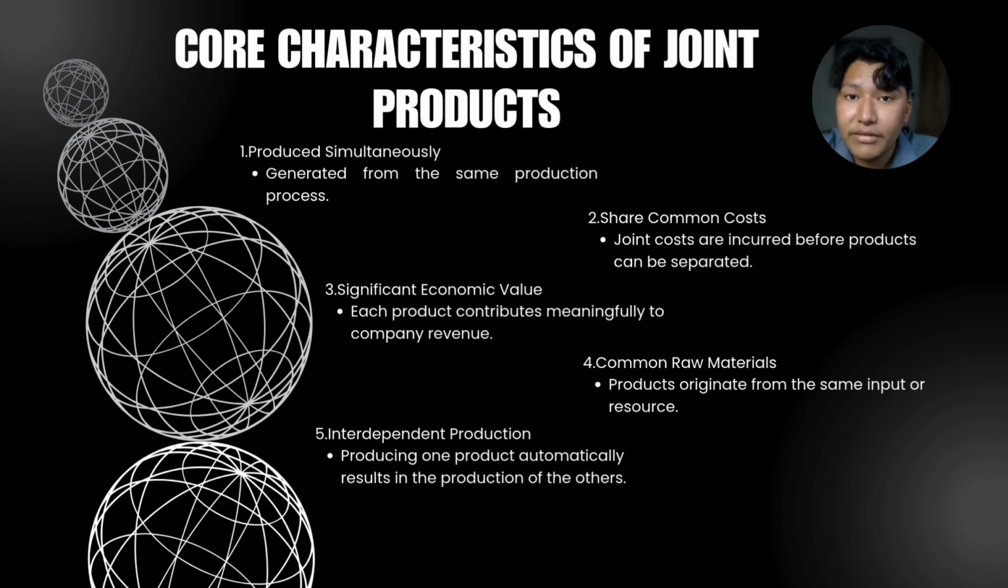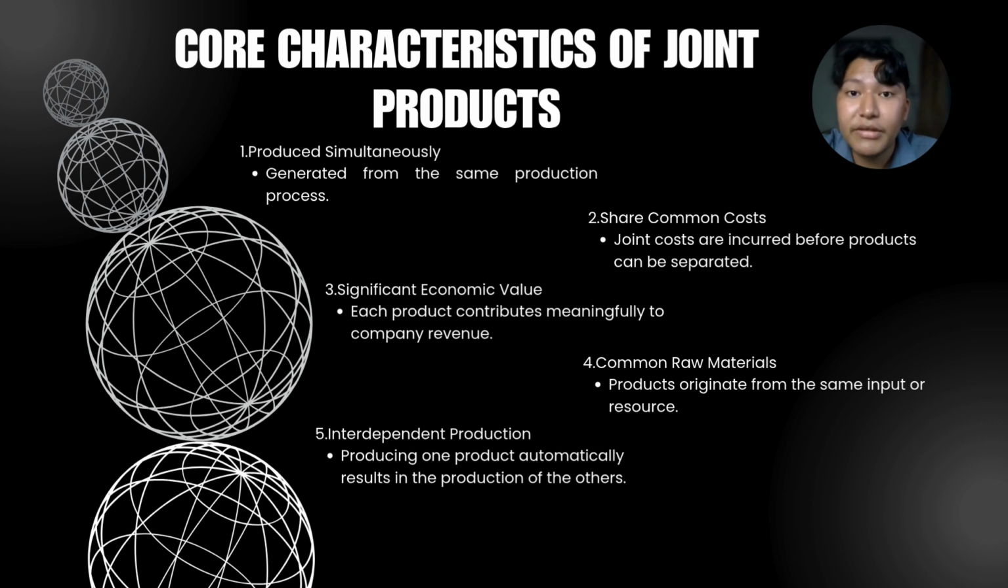The fourth characteristic is that joint products originate from the same raw material. Since they come from a common source, it is often difficult to determine exactly how much of the production cost belongs to each product before they are separated.